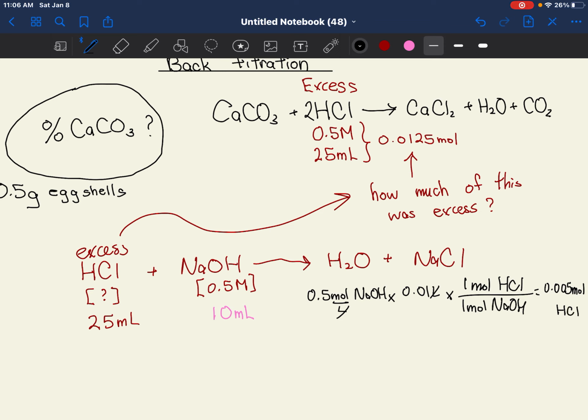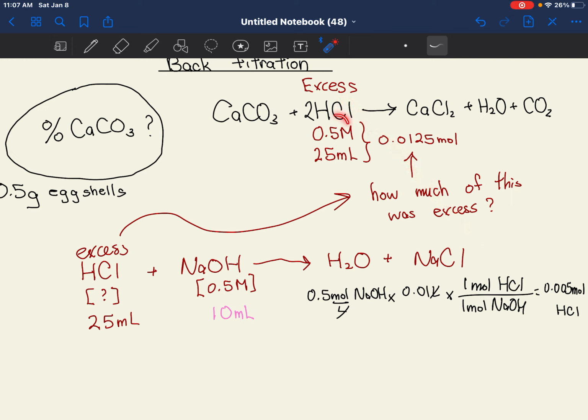Now, I can tell you right now that this information really doesn't matter. This information is really just there to show you that I took this and I reacted it with my 0.5 grams of eggshells, and obviously I didn't dump it away or take half of it. I took the whole thing and reacted it with 0.5 molar NaOH, and I used 10 milliliters to reach the endpoint. But this is the number that I want to know. Because what do you think this number is? That's right. This is the moles of acid that was in excess.